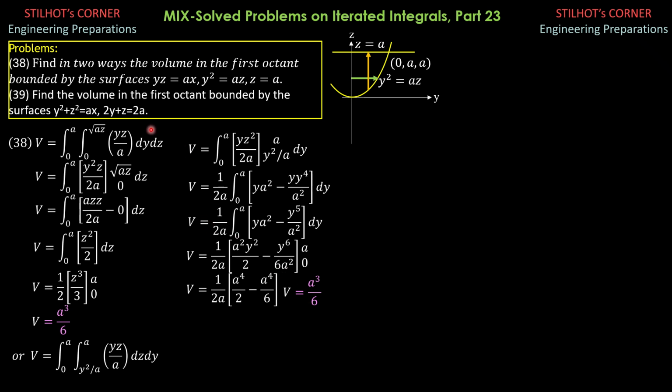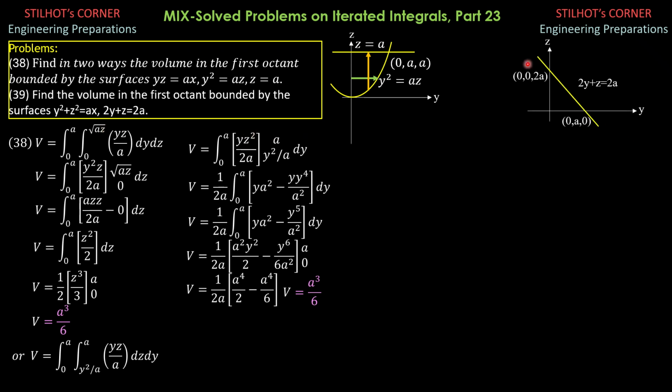So next, we proceed to the second problem. Find the volume in the first octant bounded by the surfaces y squared plus z squared equals ax and 2y plus z equals 2a. So again, the height is x. So it is an integral, depending on the chosen variables.